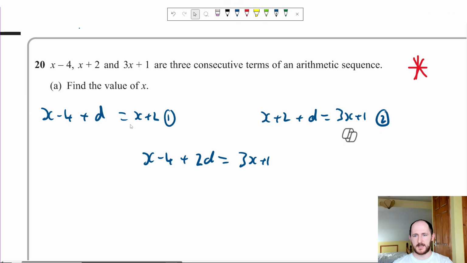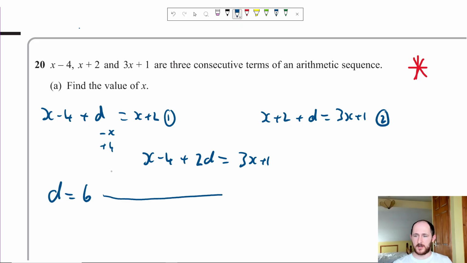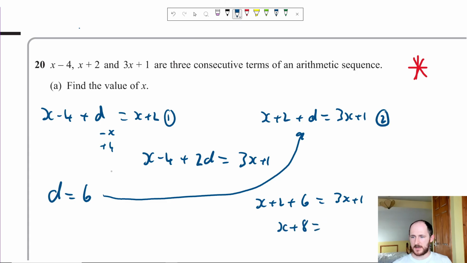So if I minus x from both sides, I'll get 0. And I can add 4 to both sides, which means I get d is equal to 6. Right? If I minus x, then add 4. Then I can sub that straight into here. I get x plus 2 plus 6 equals 3x plus 1. So that's x plus 8 equals 3x plus 1.